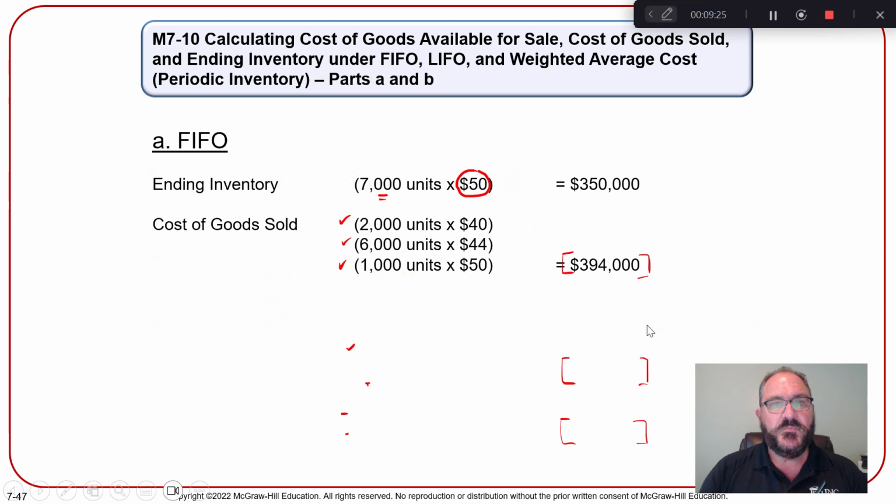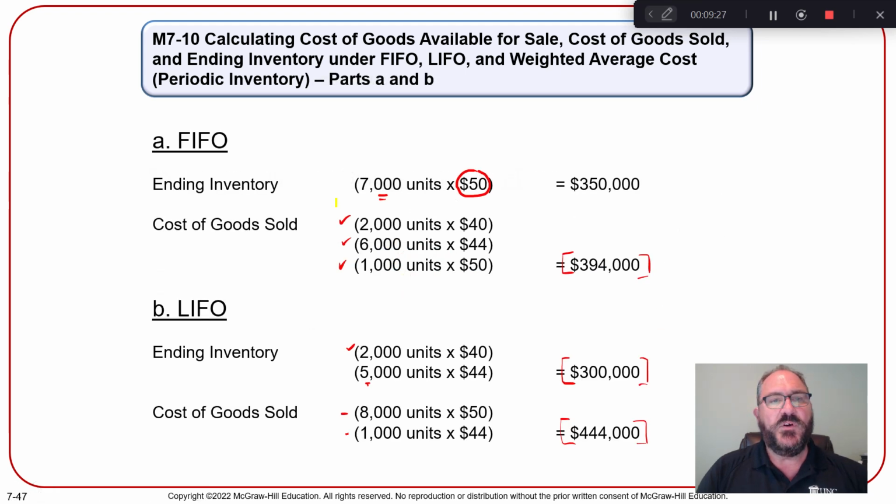Okay. All right, for FIFO, we have an ending inventory, 7,000 units times 50 bucks. And that's because we're selling them in order, right? So we're selling these first, then we're selling these, then we're selling these. So we wound up selling a total of 9,000 units for this much money, and these are the units we have left over. Now, for LIFO, it's just the opposite.